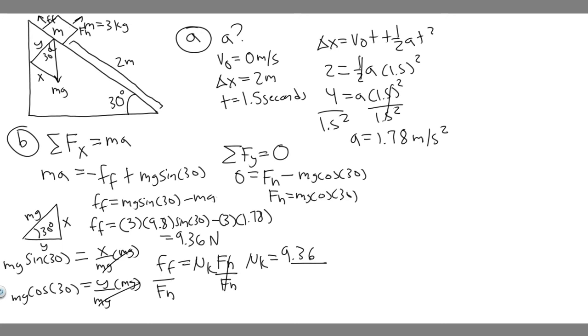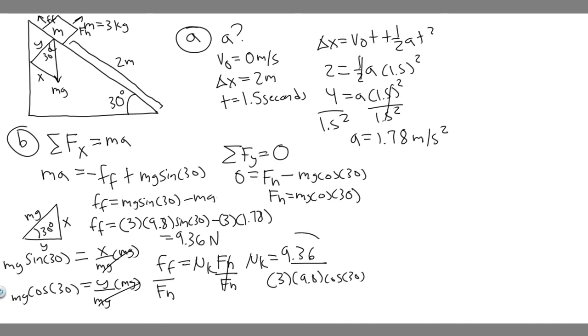So now we have f sub n. And we just take the force of friction divided by f sub n. So we're dividing by mg times the cosine of 30. So what's m? M is just 3, times 9.8 multiplied by the cosine of 30. So you're going to want to go ahead and do this.